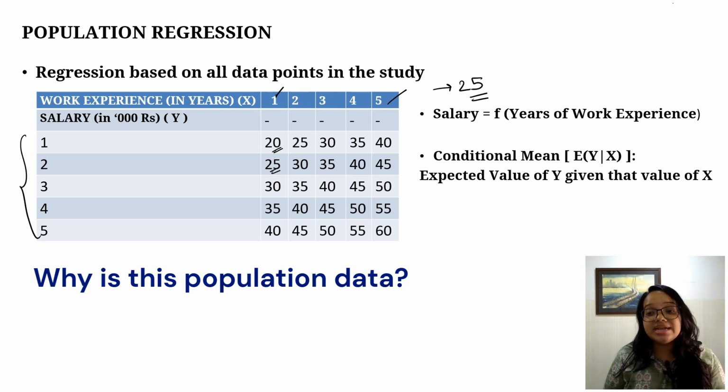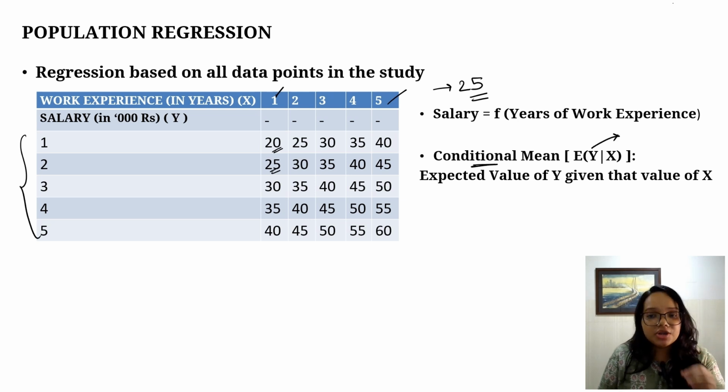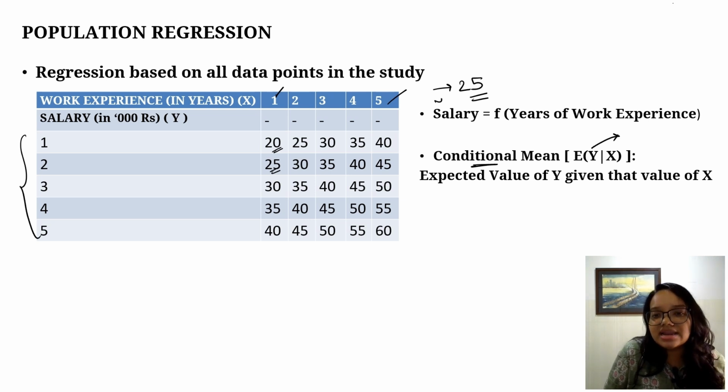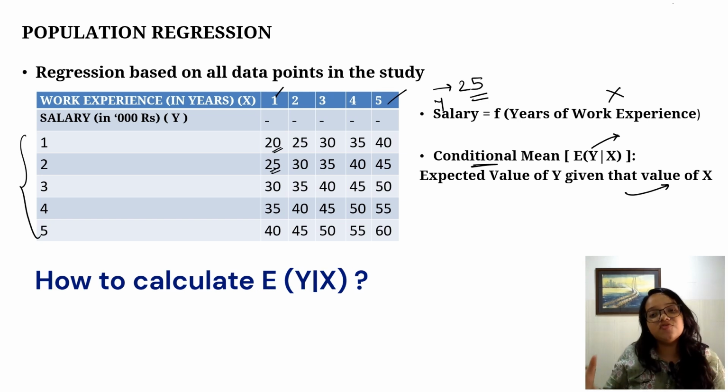This is a population data set because you reached out to all 25 college seniors. So that's when we use conditional mean. And conditional mean is also referred to as the expected value of y, the y is salary, given that value of x. X is the years of work experience. Why is it called conditional? Because it is dependent on that particular value of x. So expected salary will be different for each of the categories of x.